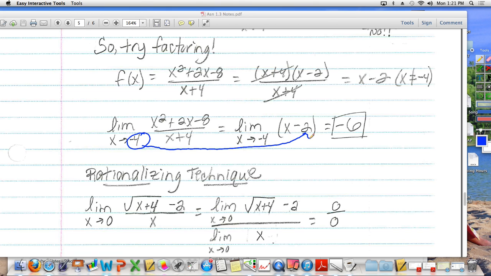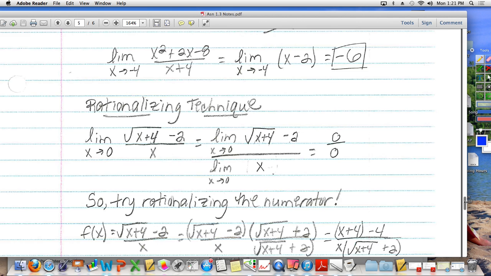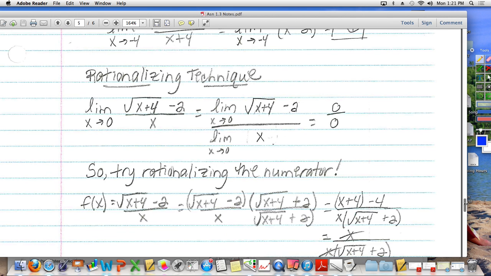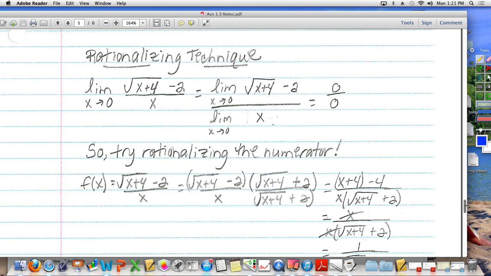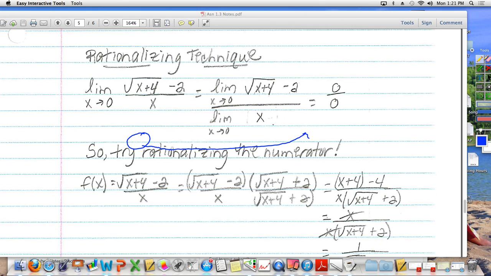All right, the rationalizing technique. Hopefully this sounds familiar to you from last year. You have a square root. Whenever you have a square root, that always screws things up. So if you have a square root, you're going to need to try some other options. One of them being the rationalizing technique. So if x is approaching 0, you put a 0 in here on the bottom, you get 0.